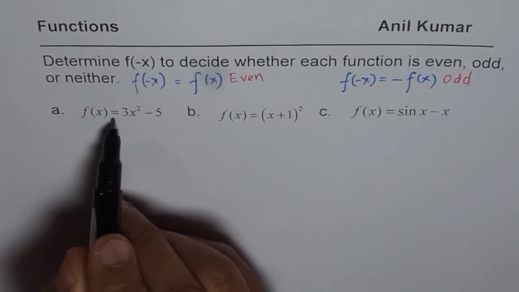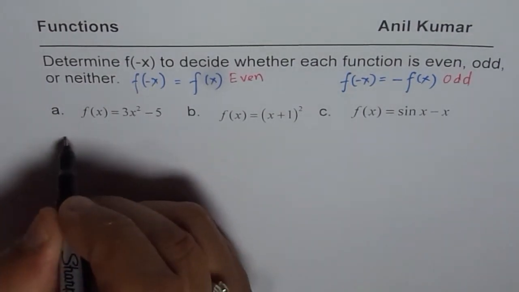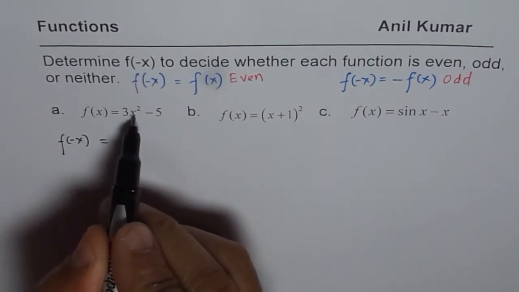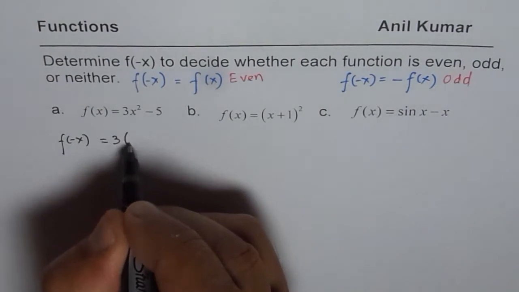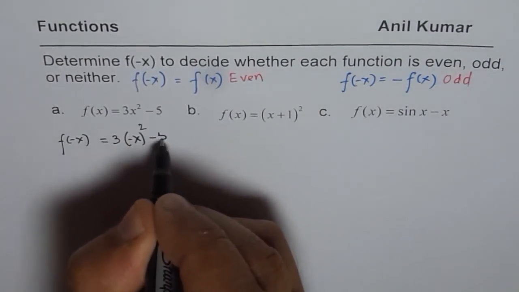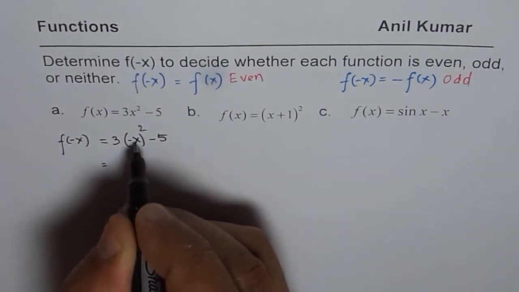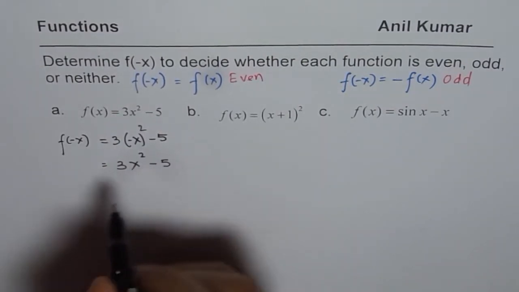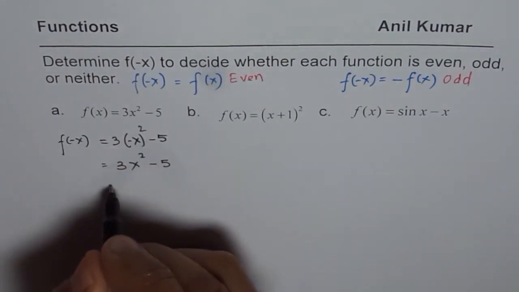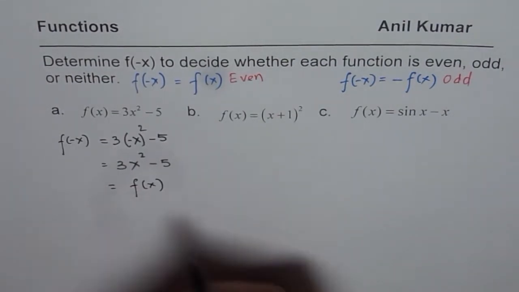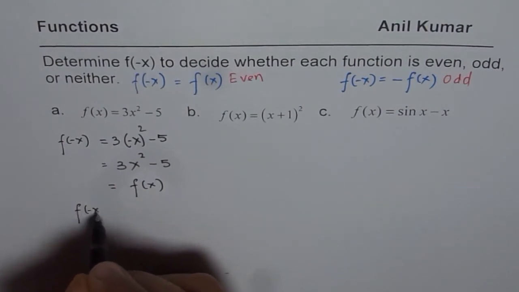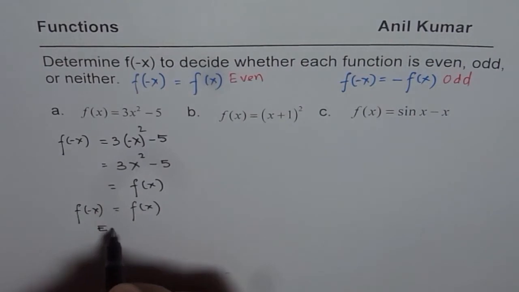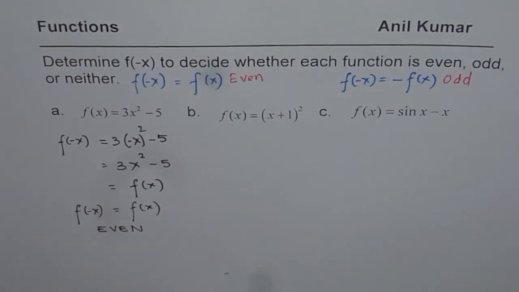So we are given f of x equals 3x squared minus 5. Now we'll find what is f of minus x for this function. That means replace x with minus x. So we have 3 of minus x squared minus 5. Square of a negative number is positive, so we get 3x squared minus 5. You can compare, 3x squared minus 5 is exactly same as f of x. Now since f of minus x is equal to f of x, the function is even, right? So we get this function as even, correct?